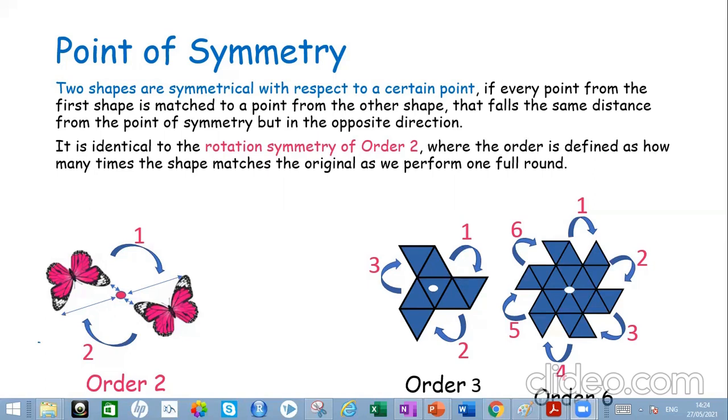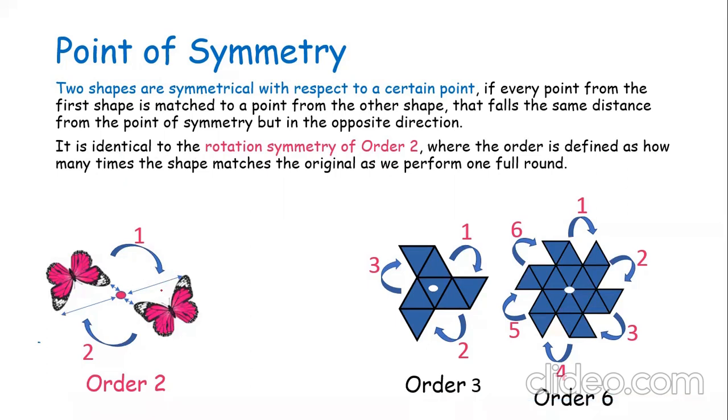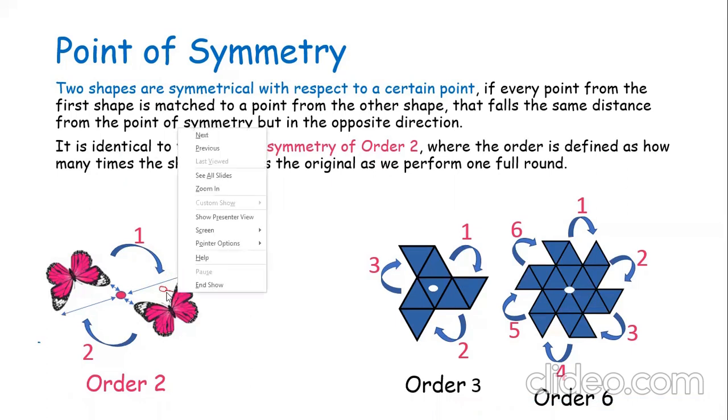However, if we take another example, let it be this point here. And we take this point on the butterfly and we connect it to this point, and we try to extend it with the same length. We notice that we don't reach a point on the other shape that is matching to the first point we started from. This means that this new point is not a point of symmetry.